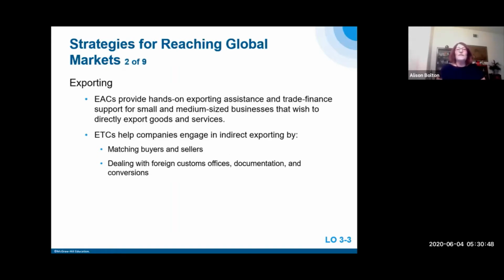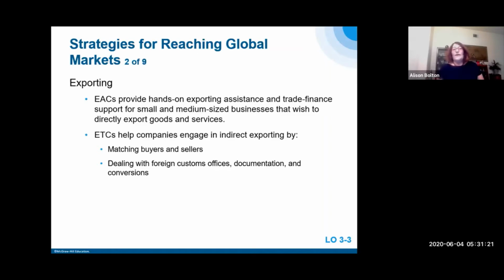On the other hand, then we start thinking about where we were in that chart. So we're at licensing, now exporting. The ETCs provide hands-on exporting assistance. So when we look at these individuals, they are like our brokers, agents, exporting agents that help to do this work. Really important to have a relationship with them. If you don't, you need to build one.